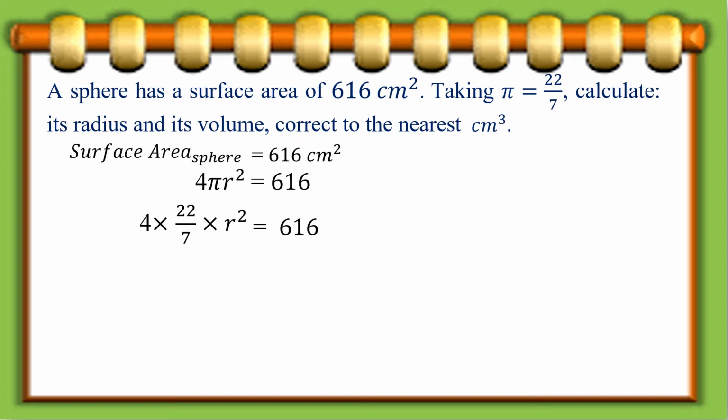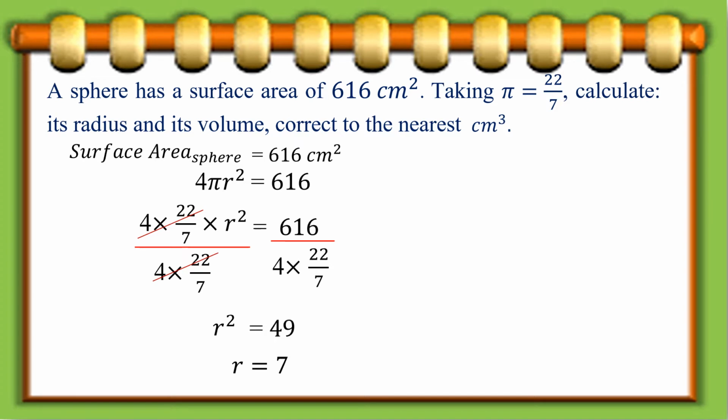Here, we are going to solve for the radius first. Dividing both sides by 4 times 22 over 7, we cancel this one and this one. So we get r squared is equal to 49. And what is the square root of 49? Correct, it is equal to 7. So the radius is equal to 7.